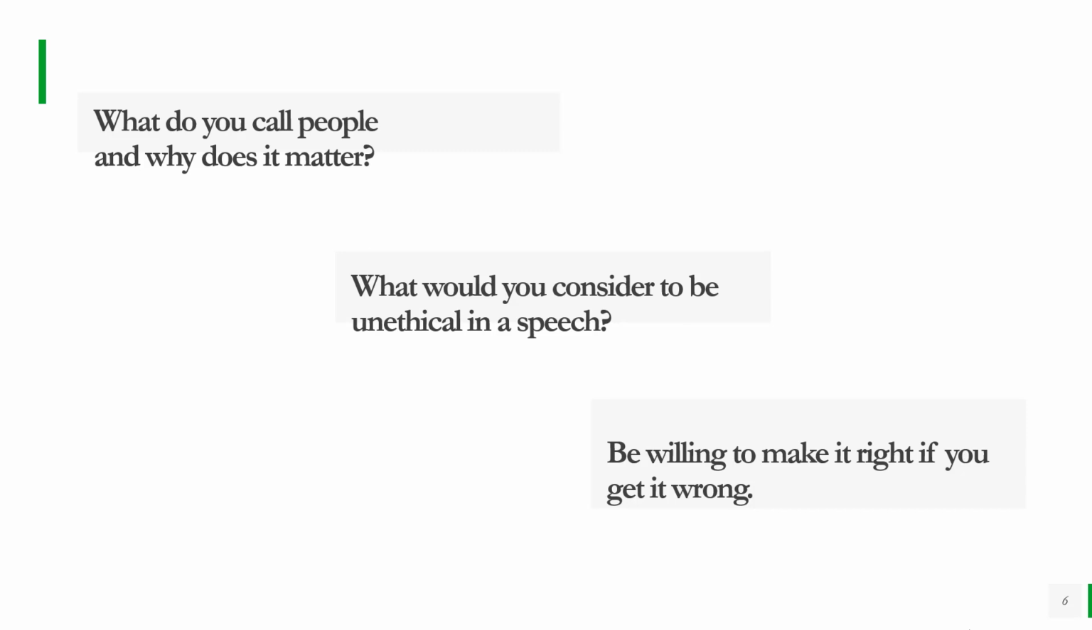And we also talk in these discussions, be willing to make it right if you get it wrong. I tell them I have made all the mistakes so they don't have to. And I give them examples where I, as a public speaker, used the wrong name for a people group, or I spoke poorly. And I tell them how I went back and made that right so that they realize that DEI doesn't mean we're perfect, that DEI means that we're empathetic and we find ways to make it right.